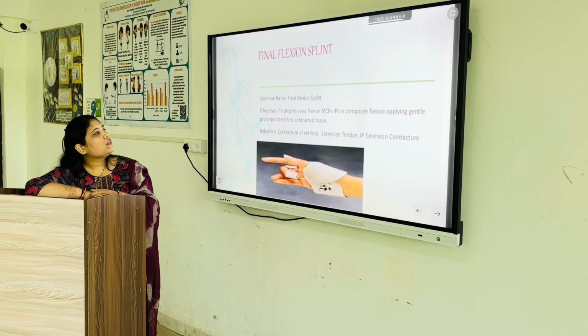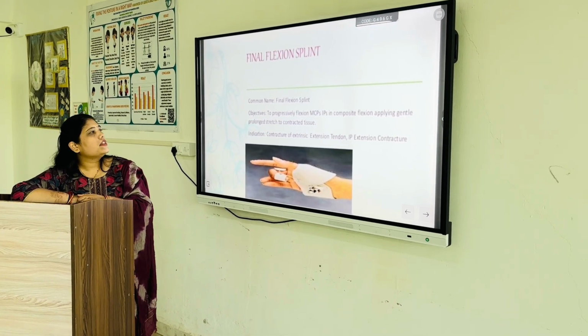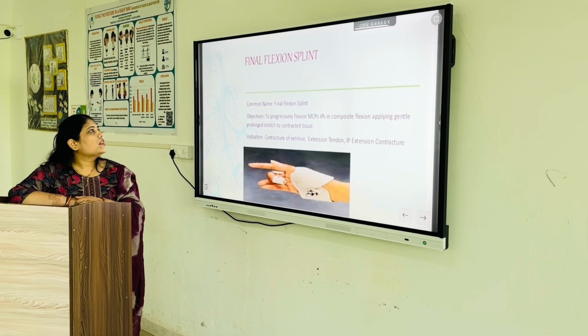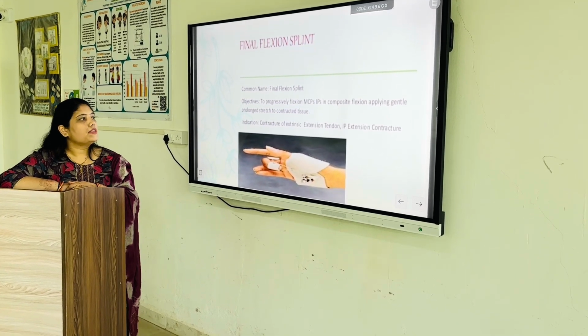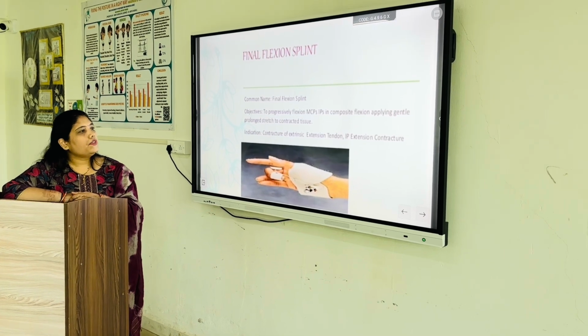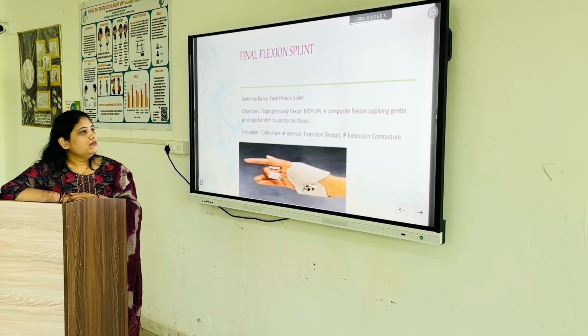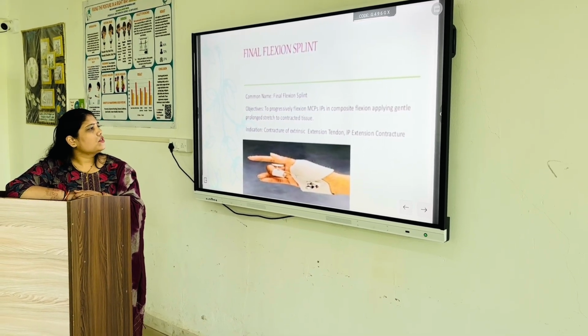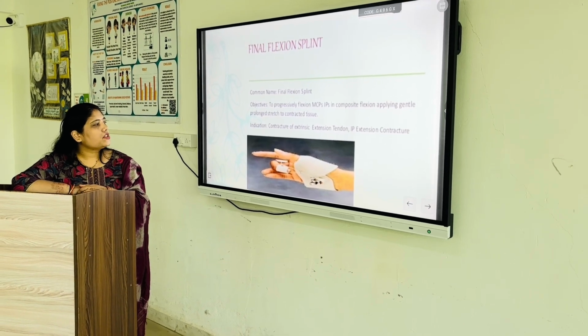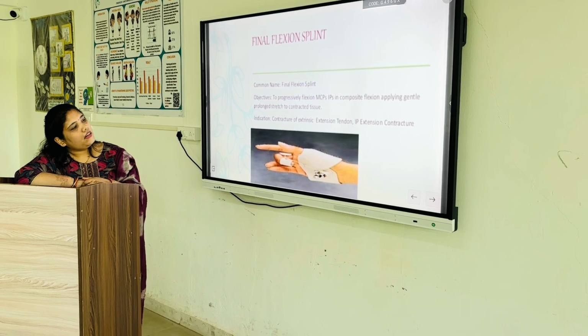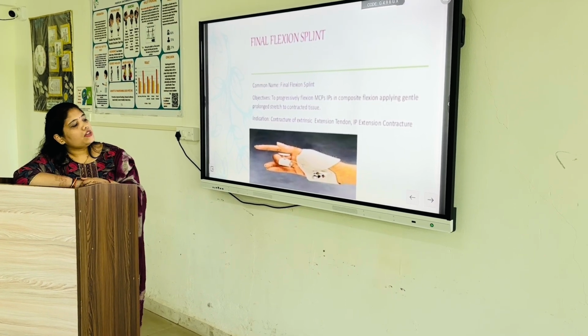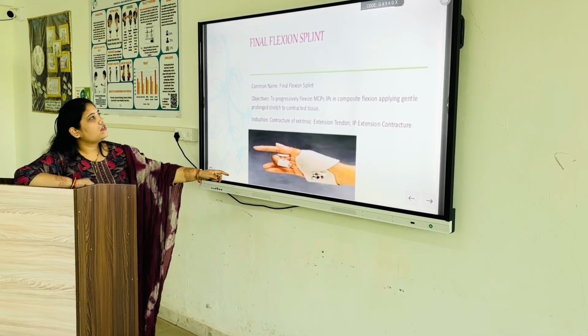Finger fracture splint. Common name of this splint is finger fracture splint. Objective of this splint is progressive flexion of MCP and IP in composite flexion, applying gentle prolonged stretch to contracted tissue. Indication of this splint is contracture of extrinsic extension tendon and IP extension contracture. This is the structure of this splint.